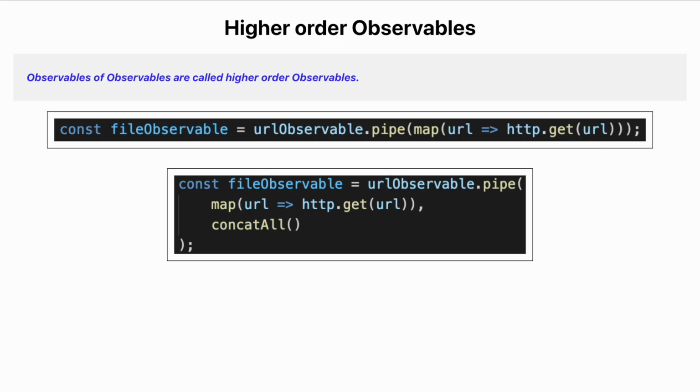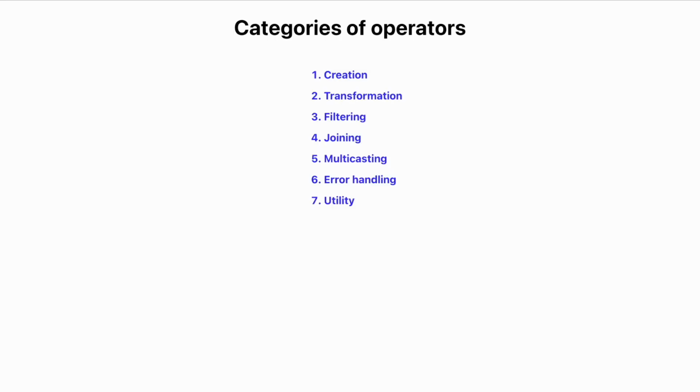The concatAll operator subscribes to each inner observable that comes out of the outer observable and copies all emitted values until that observable completes, and goes on to the next. There are other flattening operators: mergeAll, switchAll, and exhaustAll. Categories of operators. Operators are categorized as creation, transformation, filtering, joining, multicasting, error handling, utility, etc.